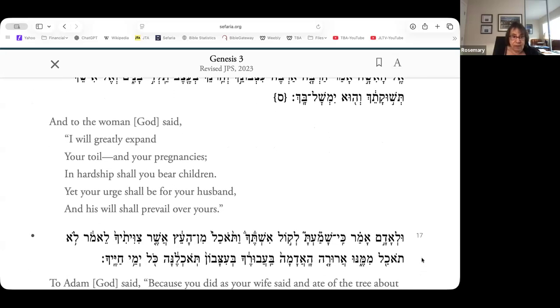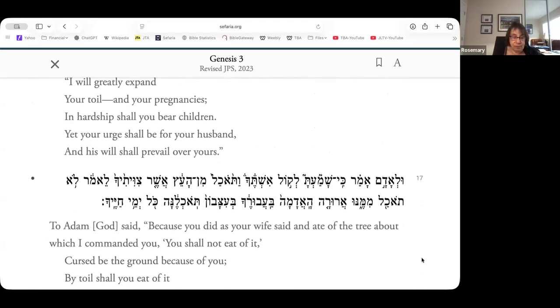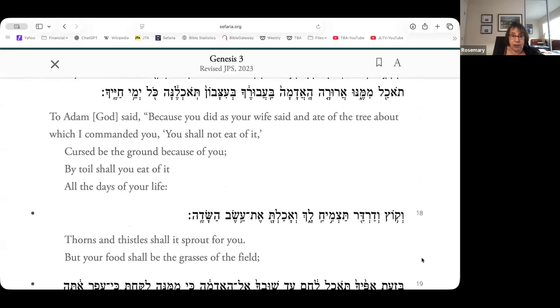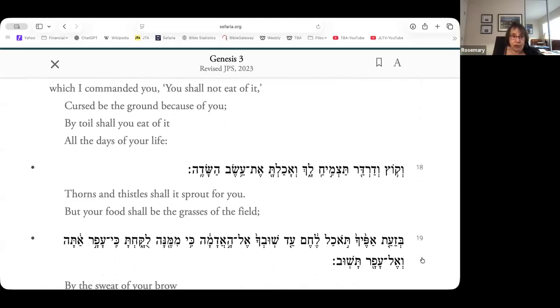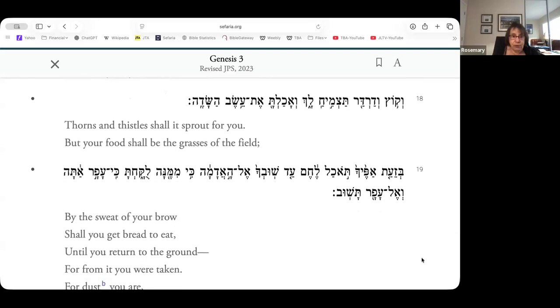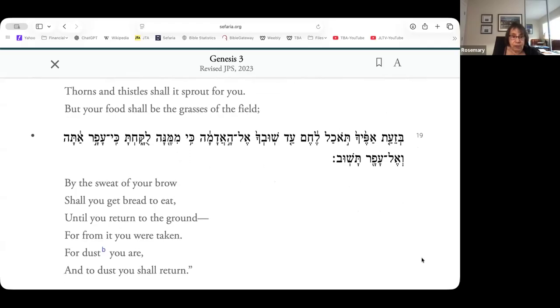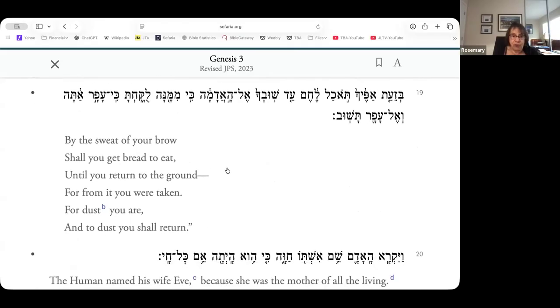And to the woman, God said, "I will greatly expand your toil and your pregnancies. In hardship shall you bear children. Yet your urge shall be for your husband, and his will shall prevail over yours." To Adam, God said, "Because you did as your wife said and ate of the tree about which I commanded you, you shall not eat of it. Cursed be the ground because of you. By toil shall you eat of it all the days of your life. Thorns and thistles shall it sprout for you, but your food shall be the grasses of the field. By the sweat of your brow shall you get bread to eat until you return to the ground. For from it you were taken, for dust you are, and to dust you shall return."